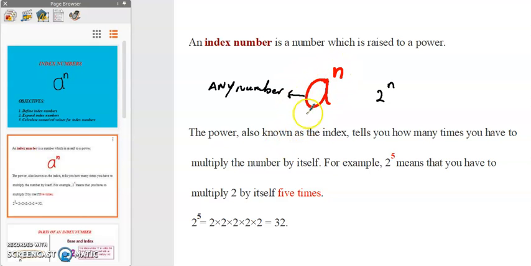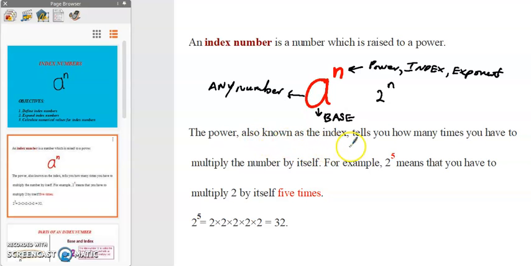So this is the form of an index number, where A is called a base. I'm gonna go through this with more detailed explanation. A is called a base, and n is called the power, index, and also the exponent, right? So the power is also known as the index.